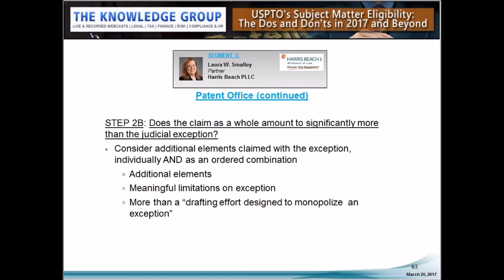If the claim is directed to a law of nature or natural phenomenon, you go to step B, which my colleagues in the second half of the presentation will address. And at that step, it needs to be determined whether the claim recites additional elements that amount to significantly more than the judicial exception. Okay, and if you could go to slide 64.